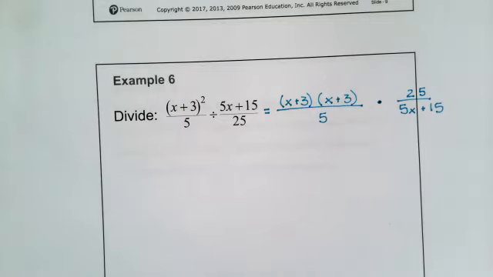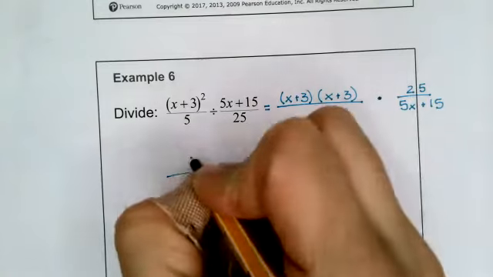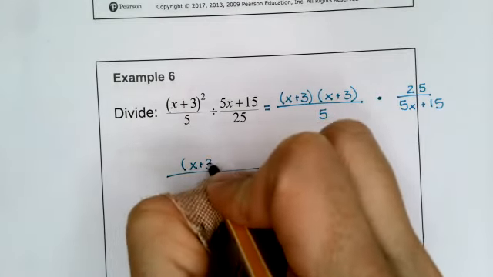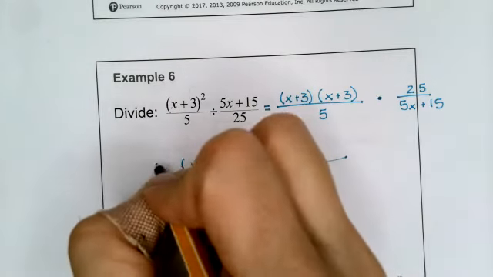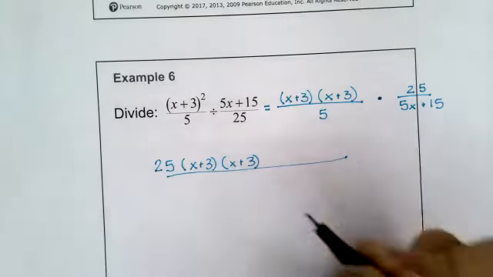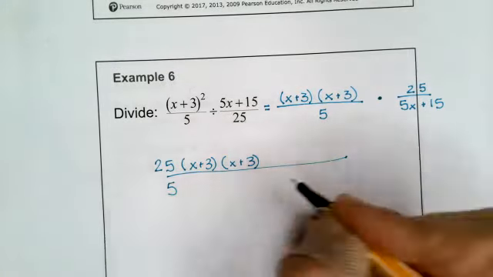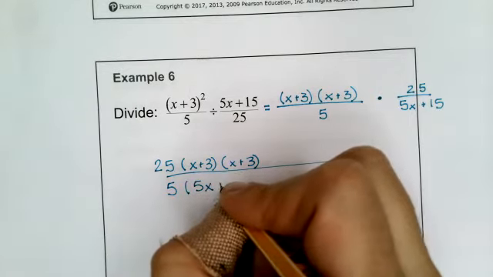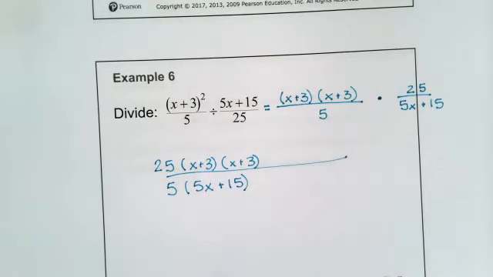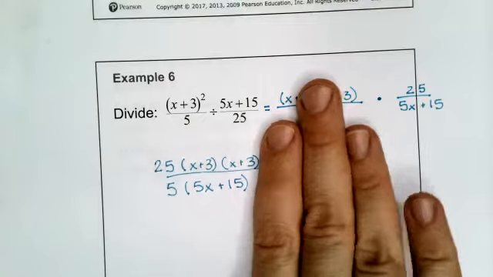All right. Now you can just write that again as one fraction. So that's (x plus 3) times (x plus 3) times 25, and I like to put the number out in front, but it doesn't matter, right? It doesn't change the value. Over 5 times (5x plus 15). Now you're looking for things to cancel, right? And noticing that my division bar was far too long.